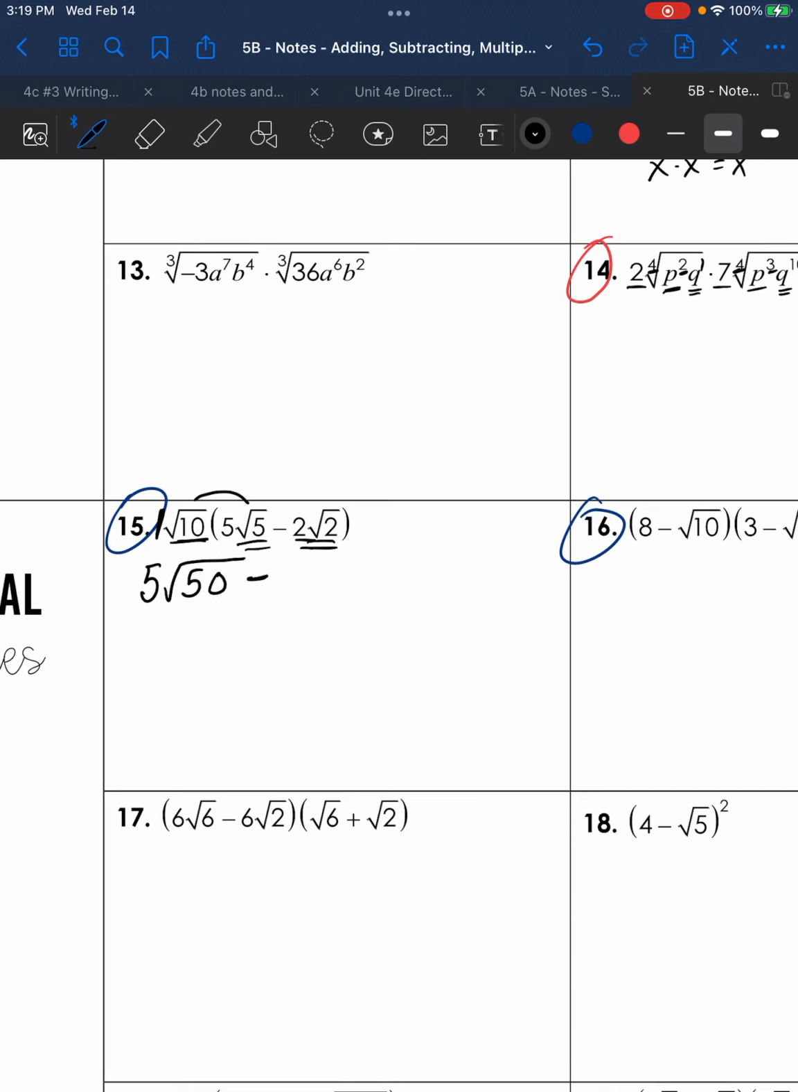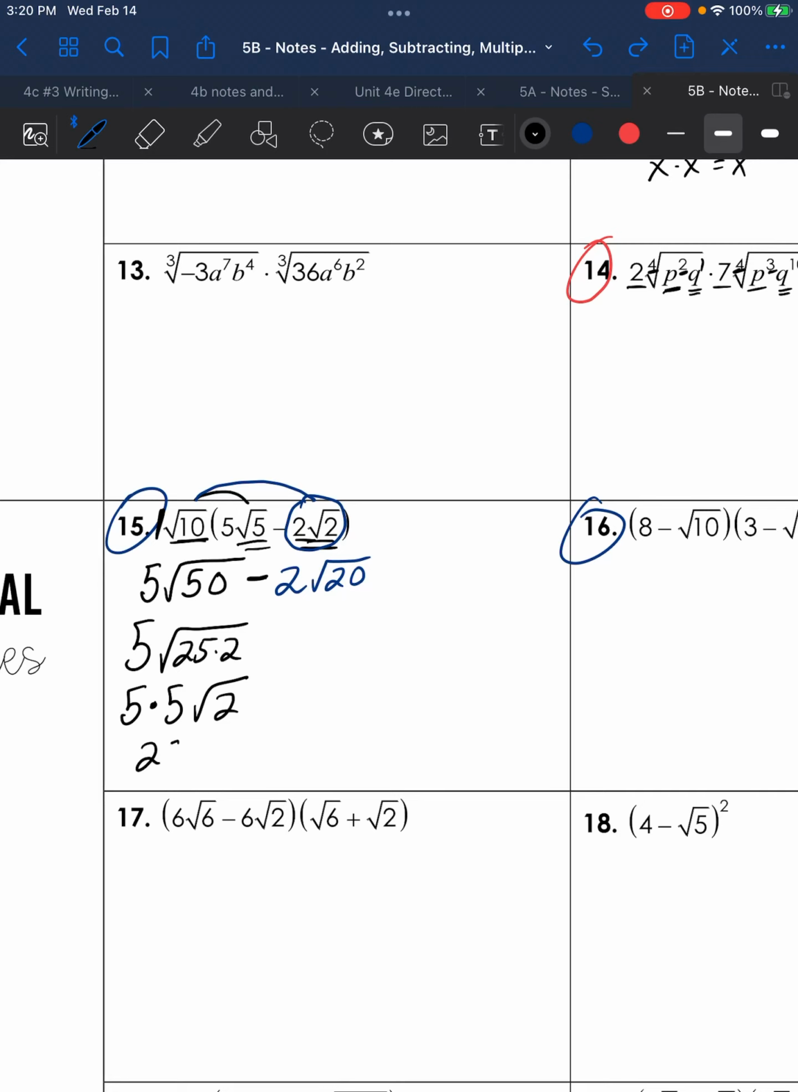That's 50. Minus square root of 10 times 2 square root of 2. Multiply the outsides, so that's 2. Multiply the insides, use the product rule. 10 times 2 is 20. After you multiply, you look to simplify. Square root of 50 simplifies into 25 and 2. Square root of 25 is 5. 5 times 5 is 25, square root of 2.